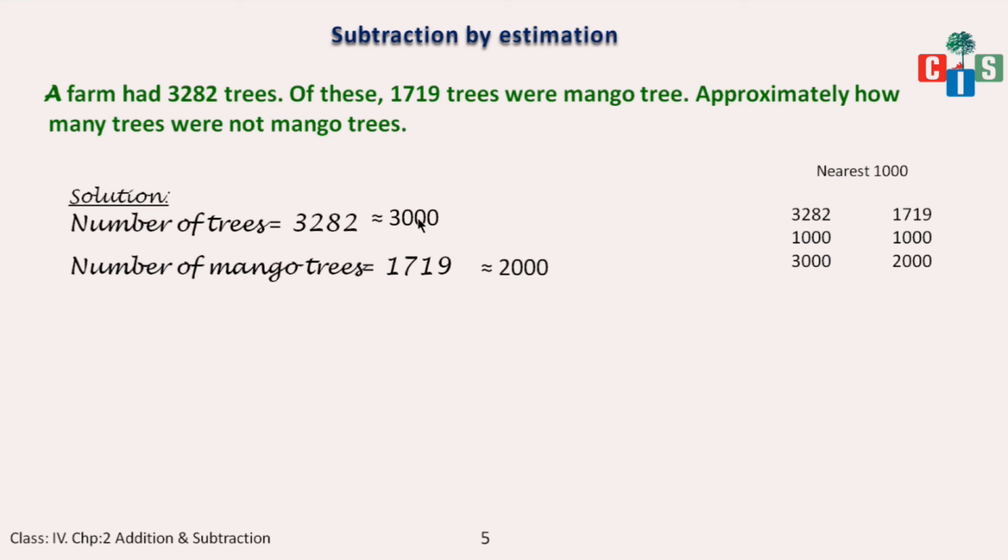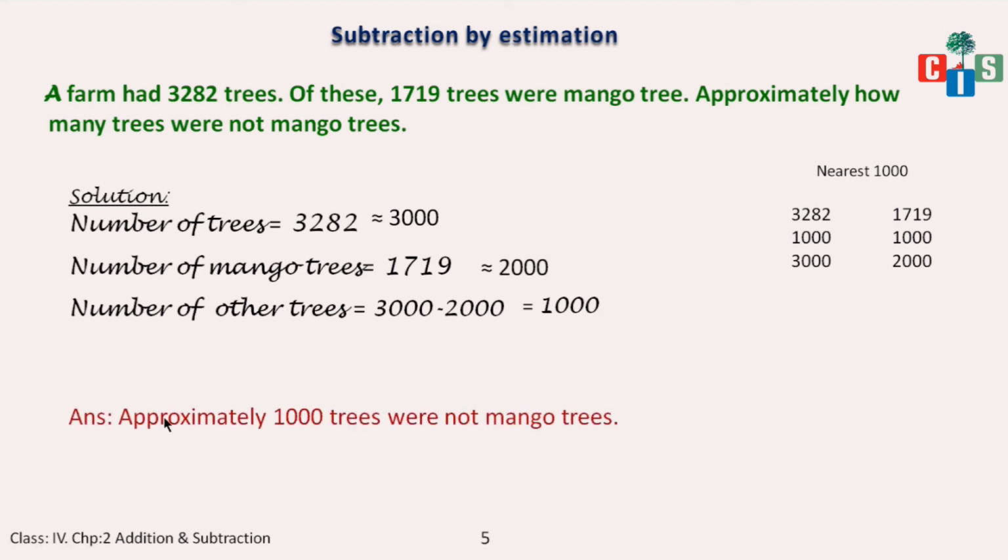Now you have to subtract to find out the trees which are not mango trees. So the statement goes like this: the number of other trees is 3,000 minus 2,000, which is 1,000. And my final answer will be approximately 1,000 trees were not mango trees. Don't forget to write approximately, students, because अंदाज से आपको बताना है आंसर, एग्जैक्ट नहीं बताना है. सो अंदाज से 1000 trees are not mango trees. So approximately is important.